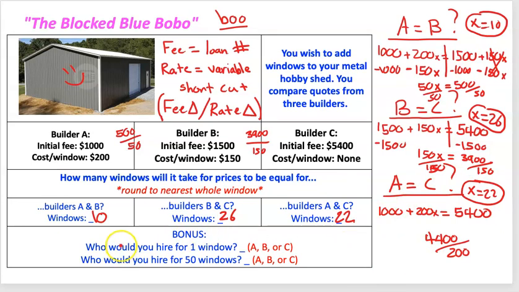So some bonus questions here. Who would you hire for one window? If you only wanted to buy one window, that's usually going to be the person with the lowest initial fee. It's only $1,000 to hire builder A, and then it's $200 for the one window. So you can also just do mental math. One window, this plus 200 would be 1,200. This plus this would not be 1,200. It'd be more than 1,200. So I would say builder A.